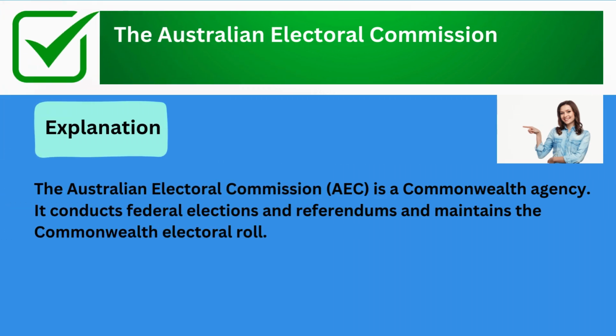The correct answer is the Australian Electoral Commission. Explanation: the Australian Electoral Commission is a Commonwealth agency. It conducts federal elections and referendums and maintains the Commonwealth electoral roll.